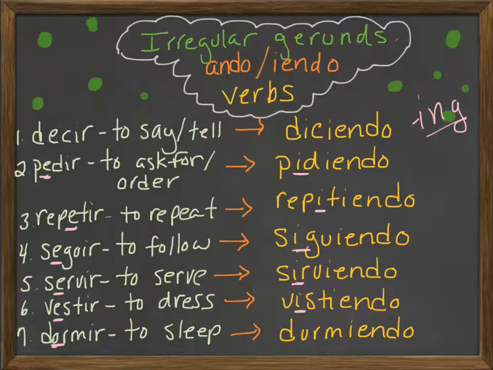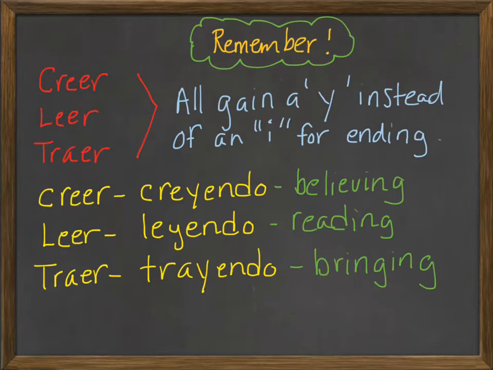And like I said earlier, dormir, that O is going to change to a U, and you get durmiendo. And these you're just going to have to memorize because they don't follow the normal pattern. Okay, and then the other thing you have to remember is that creer, leer, and traer all gain a Y instead of an I for an ending in their gerund form. So they have a spelling change, okay?